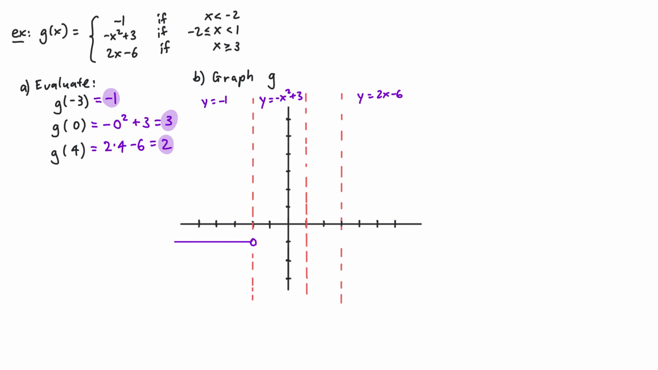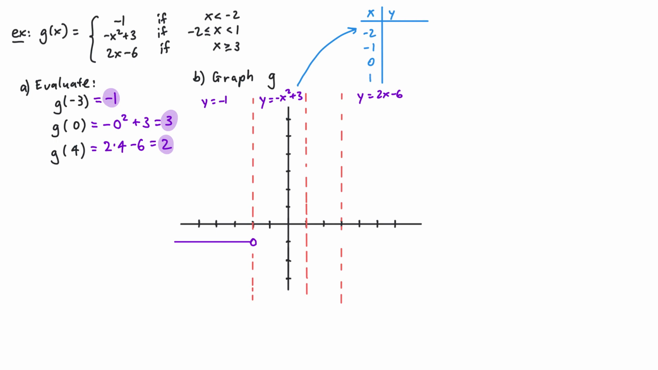Here we want to graph y equals negative x squared plus 3. Now, if we don't know what the shape of this is, we can always make a table of values. The x values for this second piece are the x values from negative 2 to 1, and we want to make sure to include the x values on the boundary. So we'll put down negative 2, negative 1, 0, and 1.